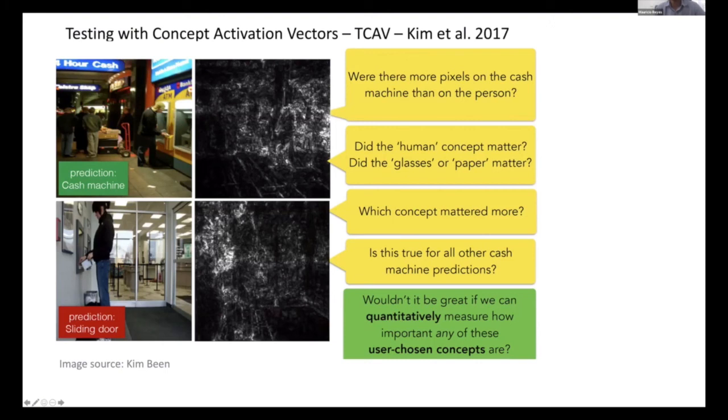The approach here is, if I could create a concept, for example, of a cash machine, or a concept of a sliding door, and I could ask the system, tell me how sensitive you are to that concept. That would be much more reliable than if I try to understand what a saliency map is telling me. So this is what generated this approach called testing with concept activation vectors, or TCAV for short.